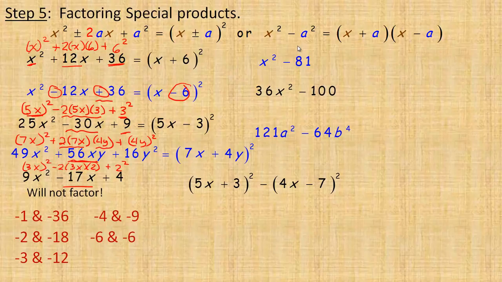So lastly, we're going to talk about difference of two squares. This is a perfect square, and this is a perfect square, and that's why it's called the difference, because it's the subtraction of the two. And they'll factor into x plus a and x minus a. So for example, now this is 9 that's being squared here. X squared minus 81 would factor into x plus 9 and x minus 9.